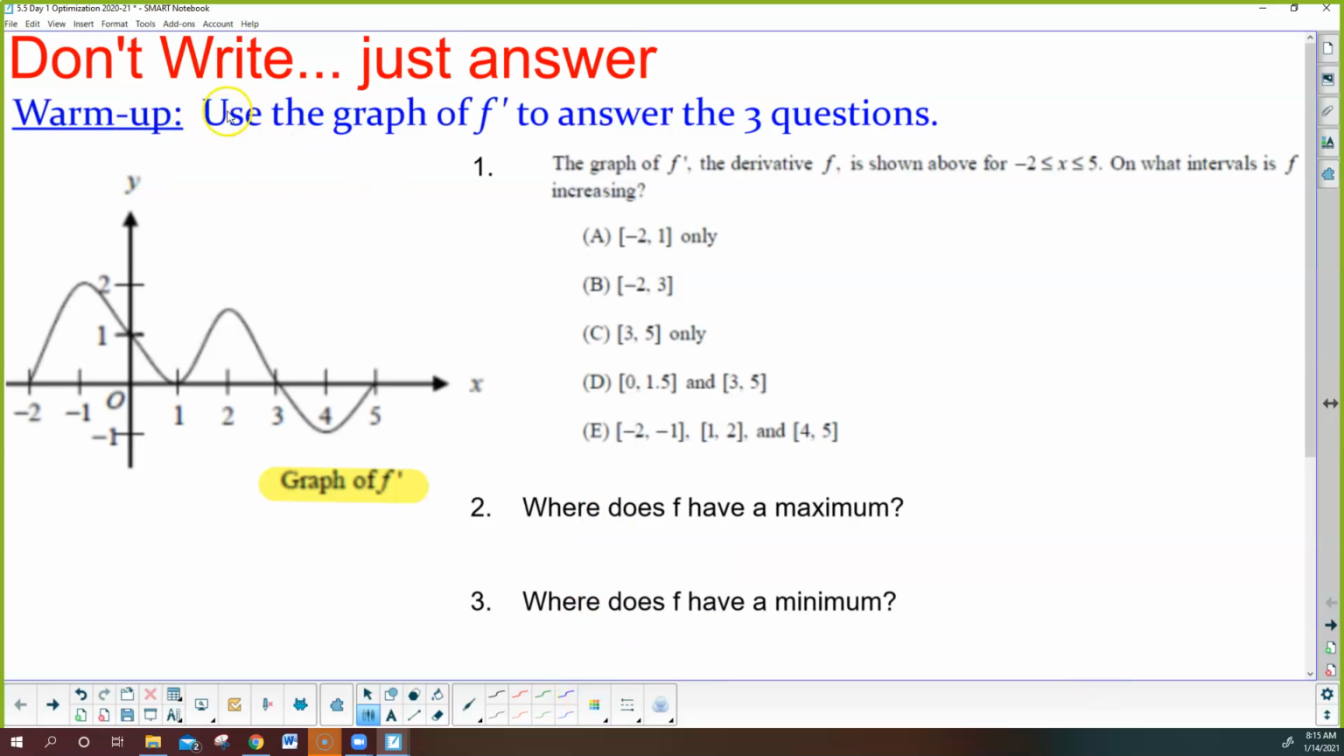So a couple things to look at. If you notice in the directions, they tell us multiple times that this is the graph of f prime. So this is the graph of the derivative. We want to find, using the graph of the derivative on the interval shown below from -2 to 5, on what interval is the original function f increasing.